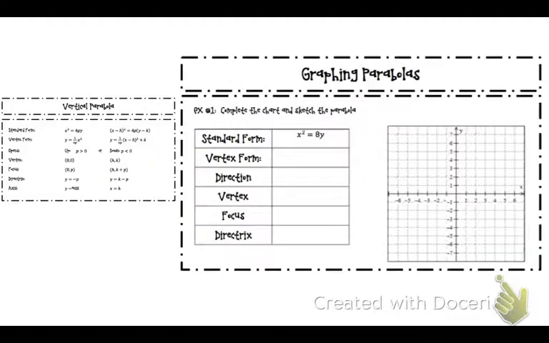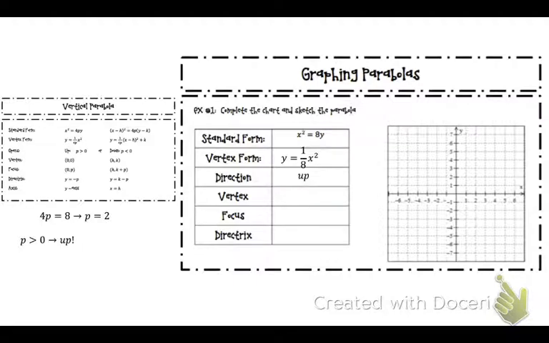Okay, and let's just get into graphing some of these. So we're going to complete this chart and sketch the parabola. So we have x squared equals 8y. First I'm going to find my p-value. So I'm going to set 4p equal to 8, because if we look at this equation right here, you get x squared equals 4py. That means whatever's in front of y, you can just set equal to 4p. So 4p equals 8, which means p equals 2. So if p equals 2, p is greater than 0, so that's positive, which means this opens up.